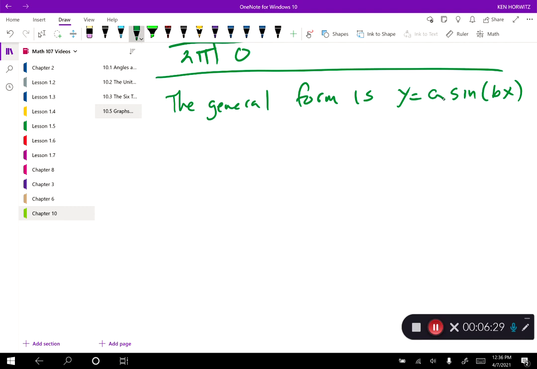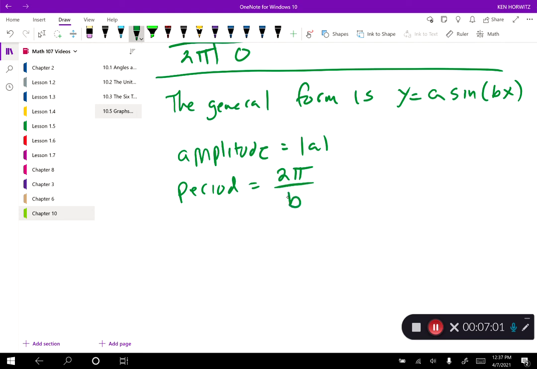I'm using just our regular English alphabet because it makes things a lot easier. Our amplitude equals the absolute value of A, and our period, which is the time it takes to repeat the graph. So write that down. Our amplitude is how high or low it goes. Our period, the time it takes for the graph to repeat, is 2 pi over b.